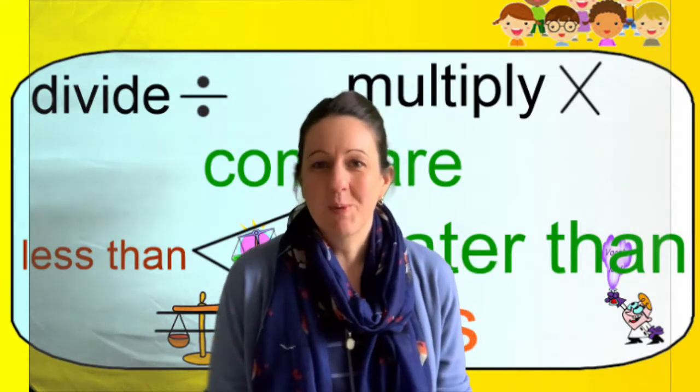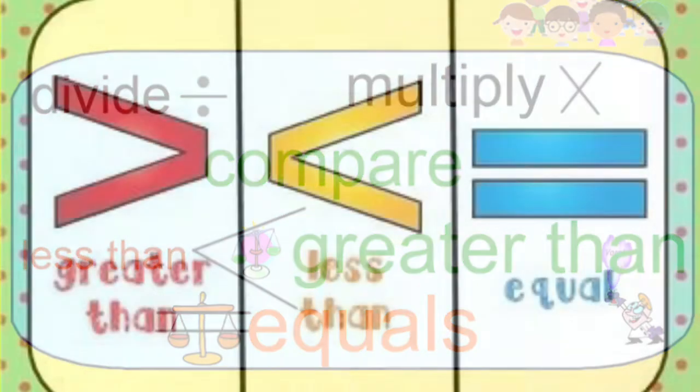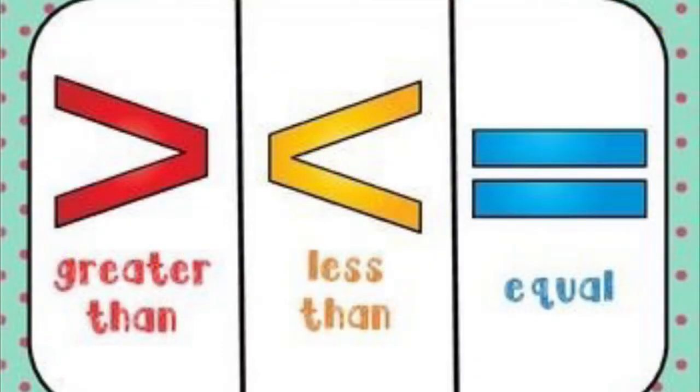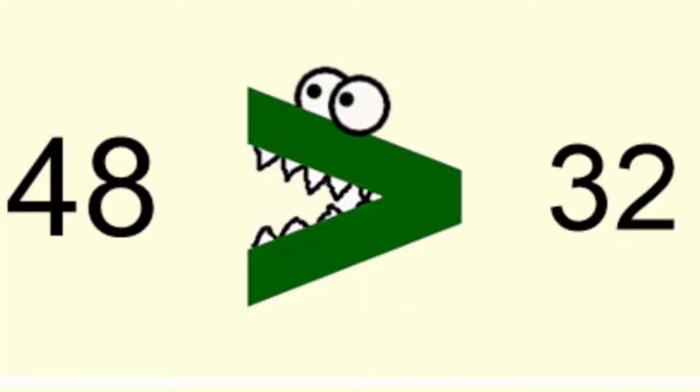Let's do the first one. So this is in my turn. Take a moment to remember what the greater than, less than, and equal signs look like. Remember that the pointed end points towards the smaller number. The open end is open to the greater number. And we use them like this to compare numbers of objects or numbers themselves.